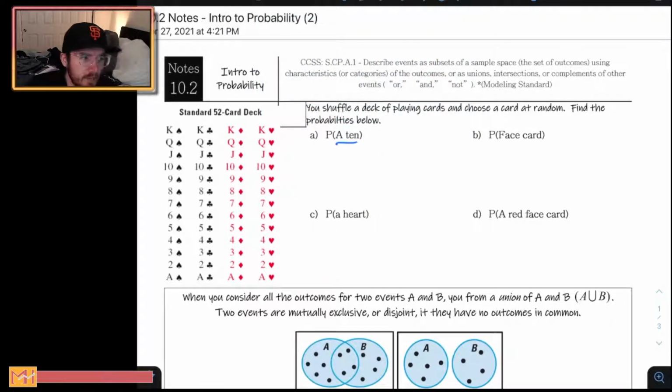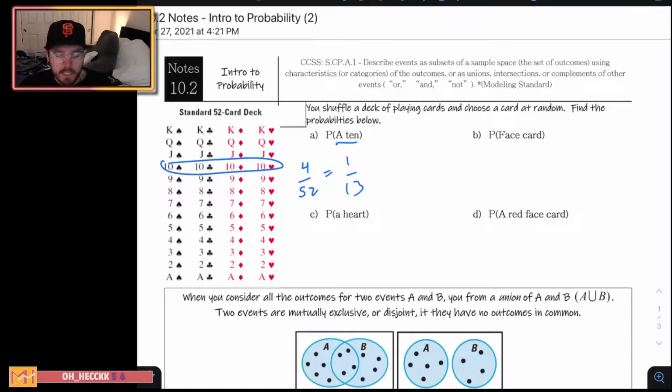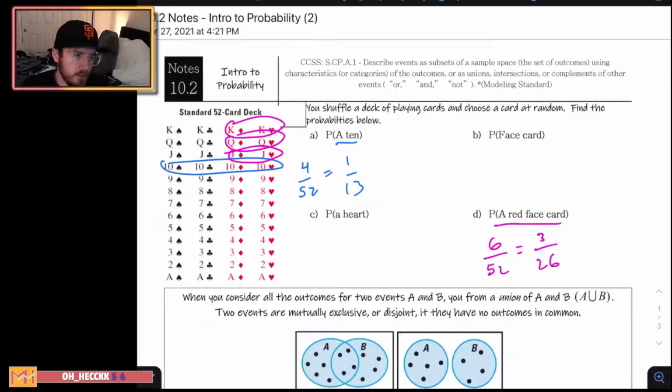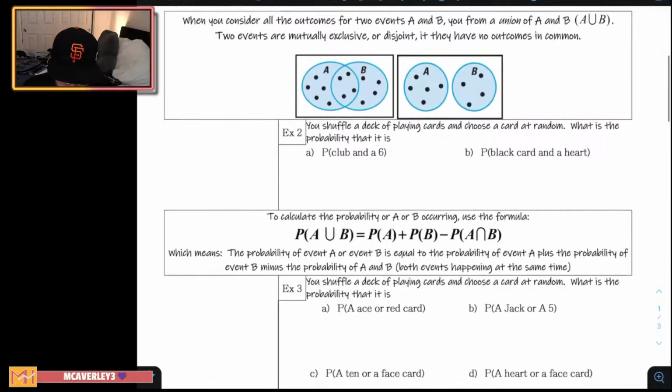What's the probability of a 10? We know that there are 4 10s. 4 out of 52 immediately reduces to 1/13th. Or here's one that says a red face card. So we only want these kings, these queens, and these jacks. There are 1, 2, 3, 4, 5, 6 of them out of 52. Those are both divisible by 2, and you end up with 3 out of 26, like so. We answered those questions. Those are pretty straightforward.